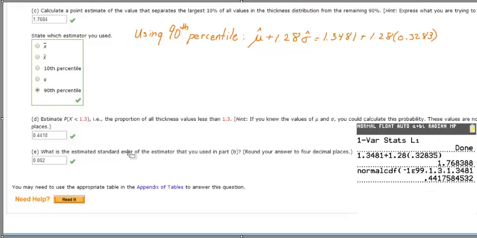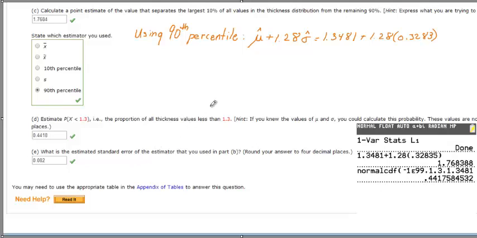For my next problem, you get to see in here where I have run these numbers in my calculator. This was my proportion, or my probability, that the thickness was less than 1.3, so I did a normal CDF. There's my negative infinity, there's my 1.3, which was my upper bound. Then I had my mean and my estimator for standard deviation. Crunch the numbers in my TI-84, and there's what I end up with.